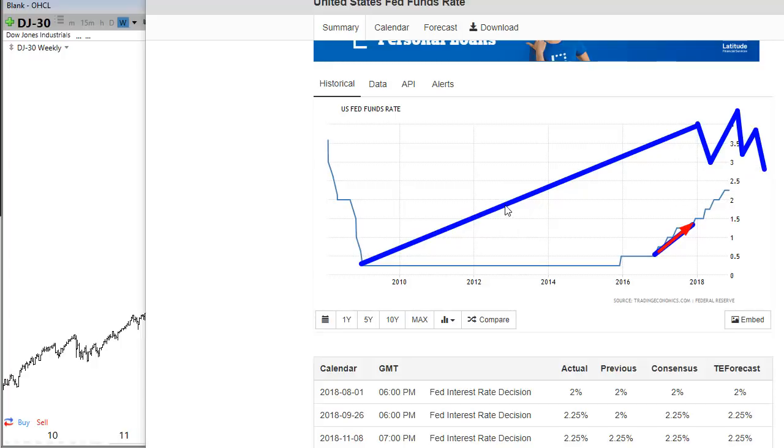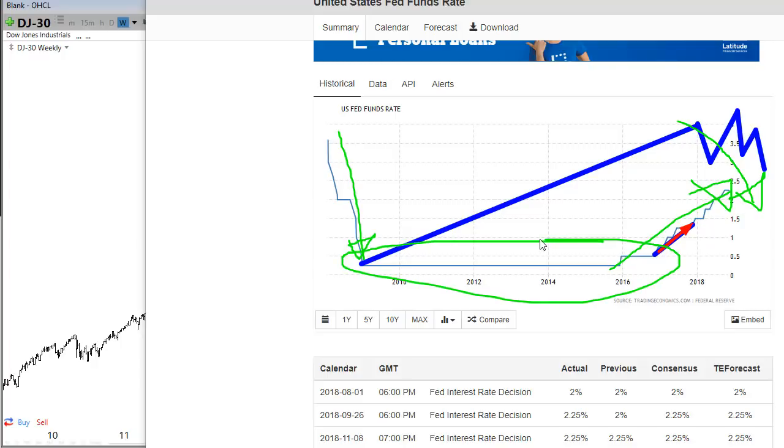So as you can see, it's an opposite effect, isn't it? If I go to a green line here, when interest rates go down, it causes the market to go up. When the interest rates go up, it causes the market to go down. So this created the whole bull market through here, and now we're really starting to raise interest rates through here, and we may get another interest rate rise in December. Again, it's all based on cycles, right?